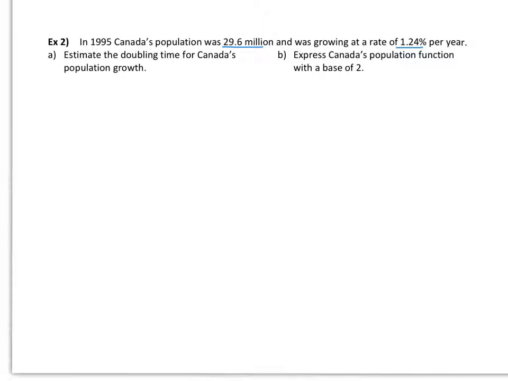Once you get that doubling time, we're going to re-express Canada's population function with a base of 2. So we're just going to express it a different way. This one, initially your base would probably be 1 plus 0.124. And then we're going to change it for part B to have a base of 2.